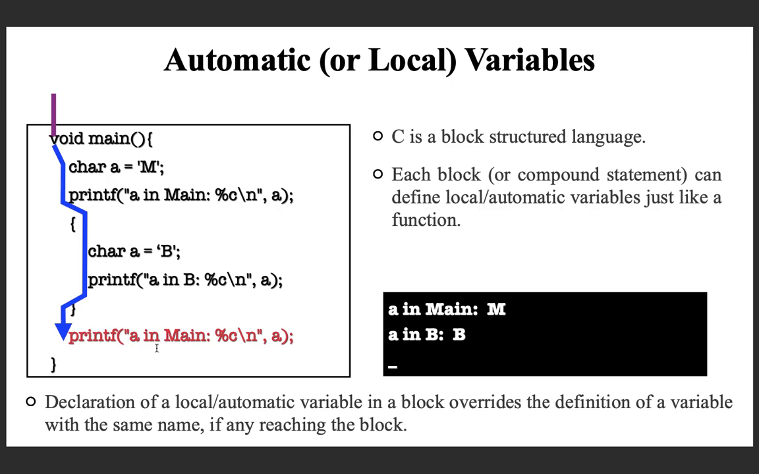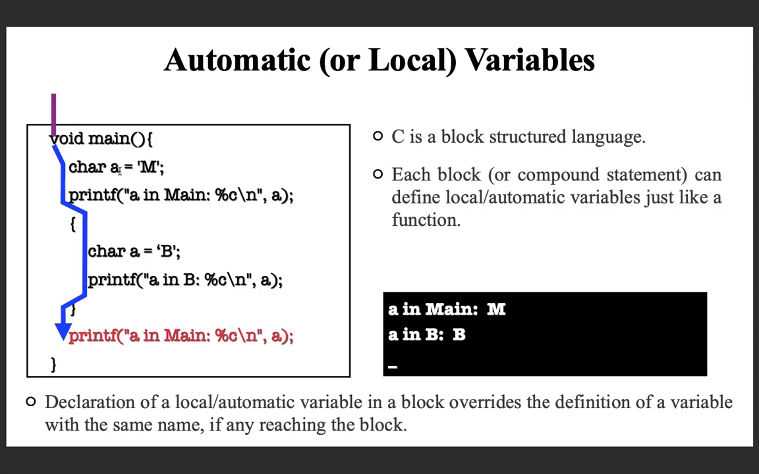So what are you trying to print? You are trying to print the value of the variable a again. So what will be printed? Whatever variable is accessible, that will be printed. Now you can see that this a is accessible only till the last statement of that particular compound statement. So it is not accessible at this point. So what will be accessible? This a will be accessible.